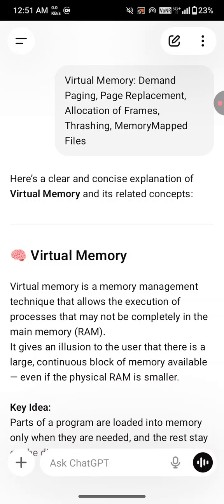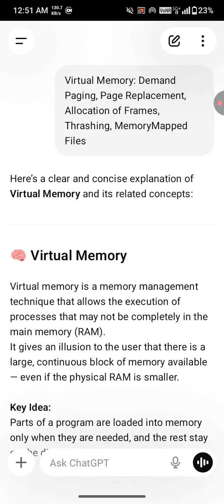Hello friends, so today we discuss virtual memory, and that comes under the operating system subject. In the operating system subject, a chapter is coming, that is virtual memory. And I think in the MCA syllabus in Odisha, virtual memory mainly comes under unit 3.